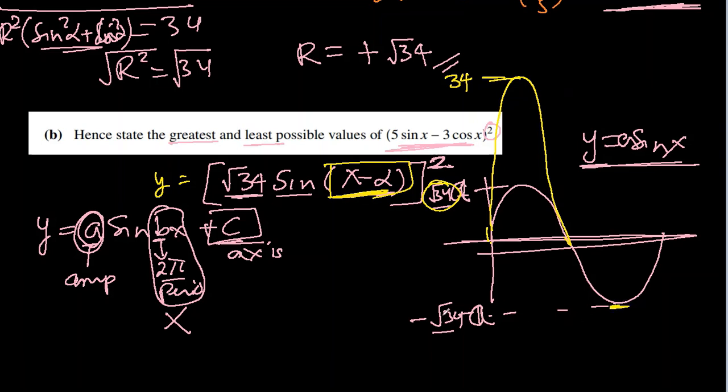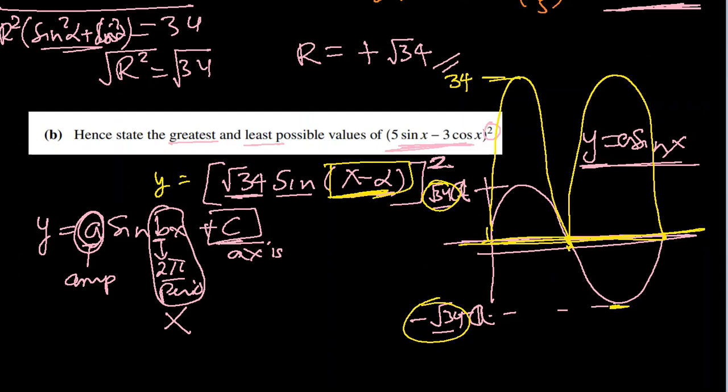Now, minus square root 34. What is the square of minus square root 34? It is also positive 34. That means this part of the graph, because of the square, will be like this. So your graph will be only positive, above the x-axis, never below the x-axis.